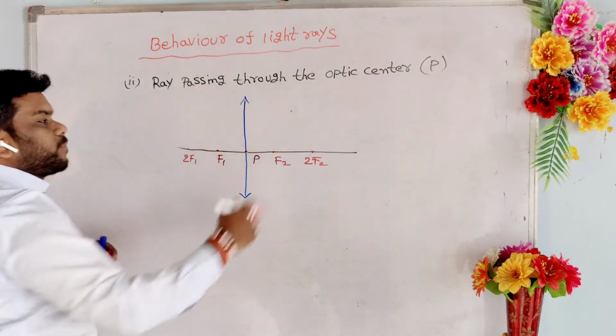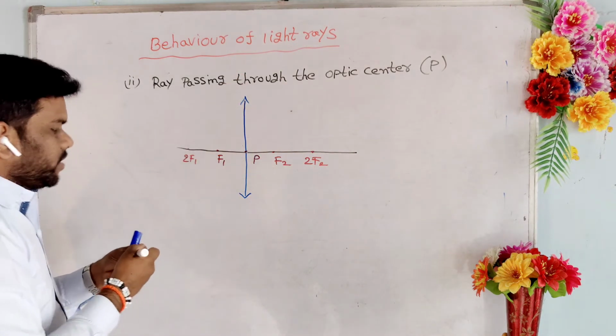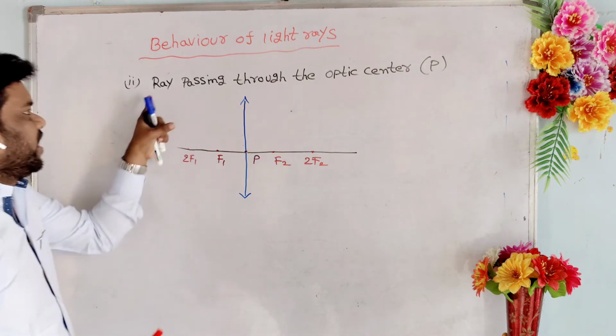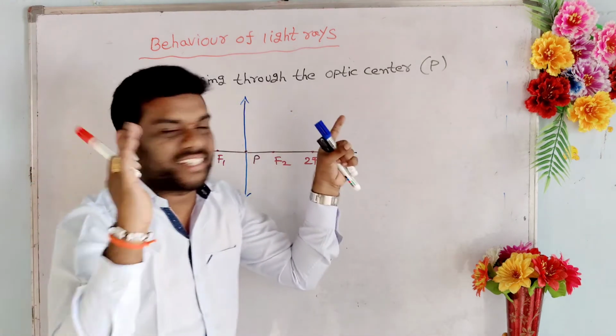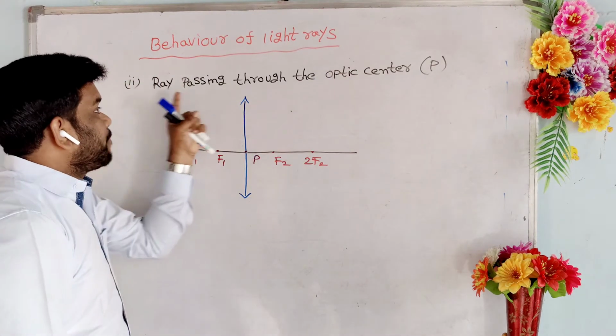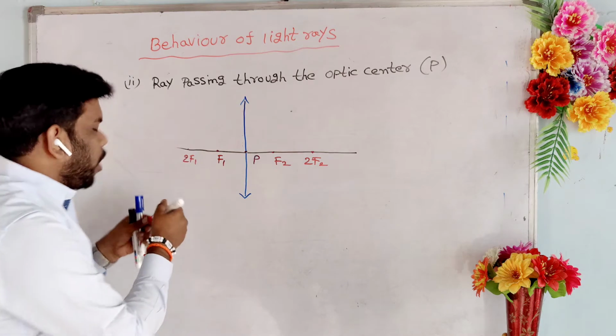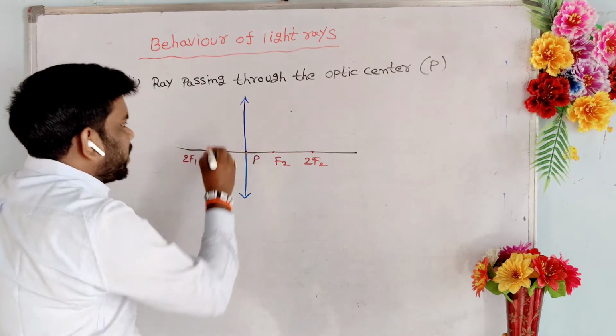So this is the principal axis, this is the convex lens. Now what is the rule? A ray passing through the optic center. Now a ray passing through the optic center. This is the optic center.